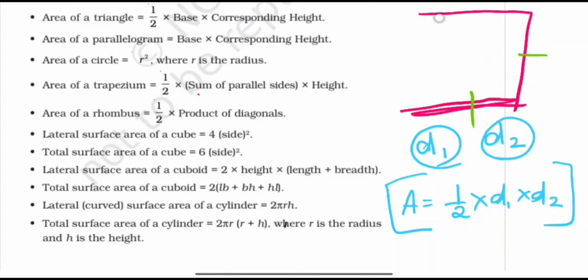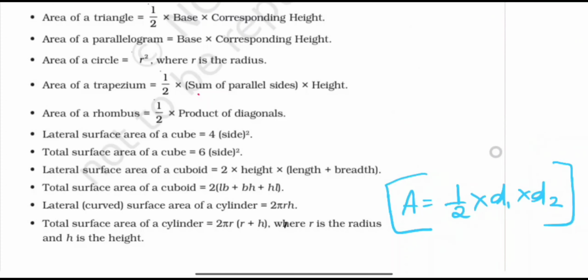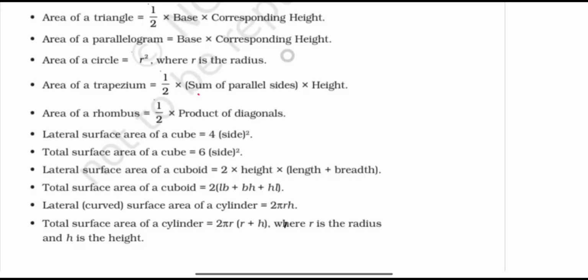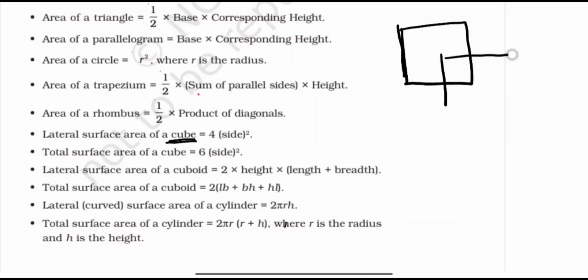Now let's move to the next formula, which is about the solid figures. Let's have the solid figures here. First of all, we must know the formula related to the cube. So what is a cube? As we all know, a cube is such a solid figure in which all the three dimensions are equal, all the three edges are equal.